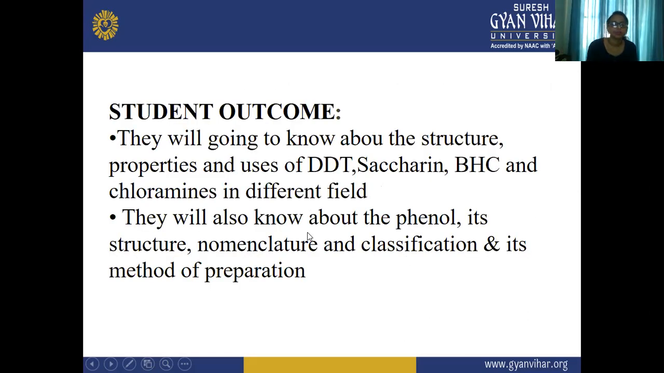Next, student outcome. So here the student will get to know about the structures, properties, and uses of DDT, saccharin, BHC, that is benzene hexachloride, and chloramine in different fields, and how they are dangerous and how they are effective to humans. They will also know about phenol, its structure, nomenclature, classification, and method of preparation.